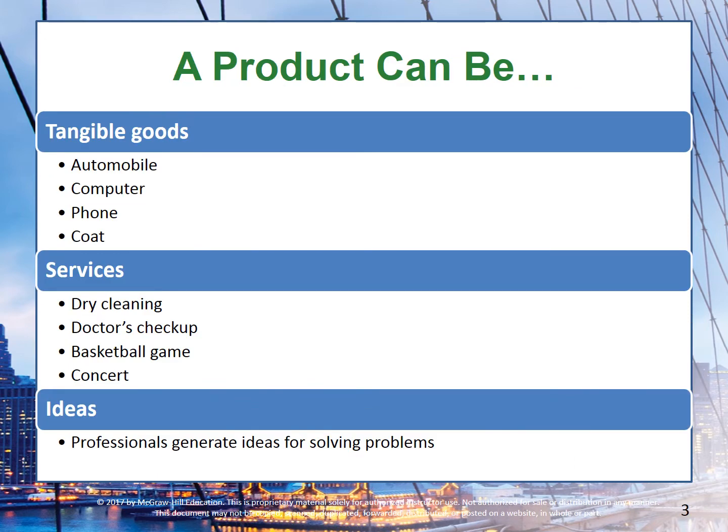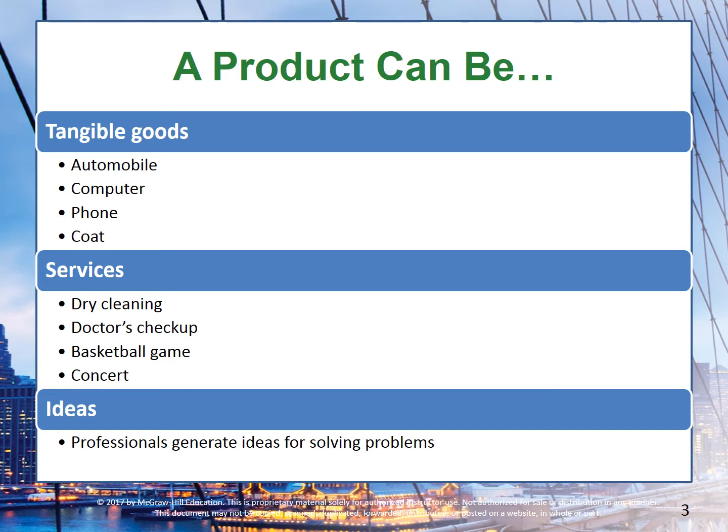The next thing that we need to talk about is what is a product. When we talk about a product, generally you're thinking about a tangible good. And when I'm talking about a tangible good, I'm talking about something I can put my hands on, I can hold in my hand. An automobile would be a tangible product, a computer, an iPhone, or a coat.